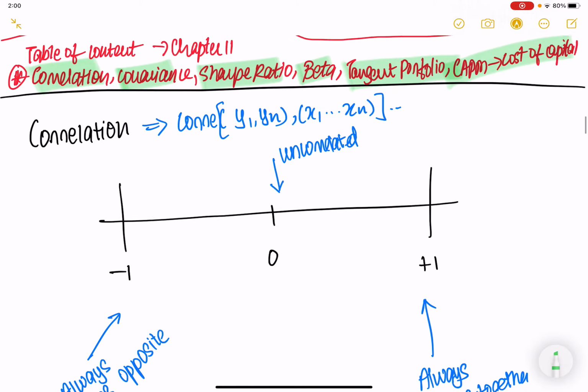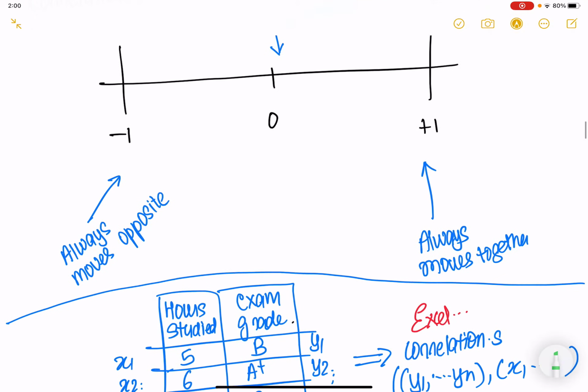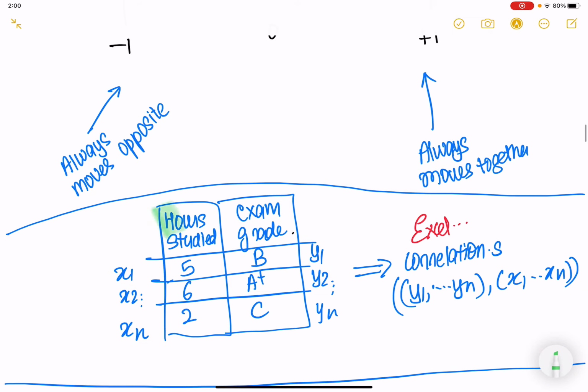So, let's understand what a correlation is. To understand correlation, let's take an example: the hours that you study for an exam and the exam grade that you get. If you see a correlation between these two, that means if you increase the hours studied, you get a better grade. Then you can say this is correlated.